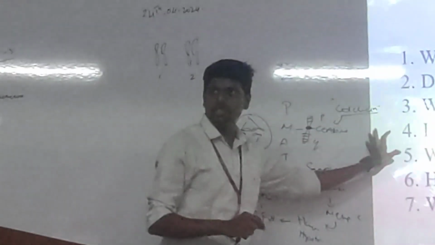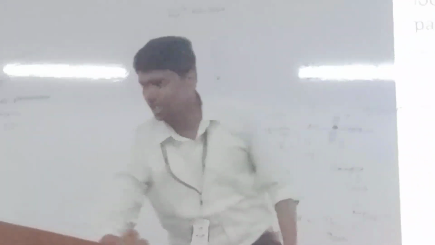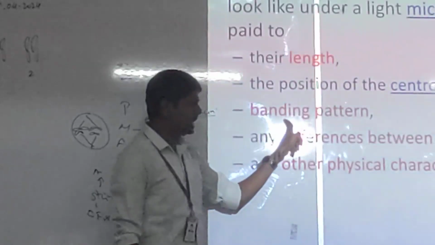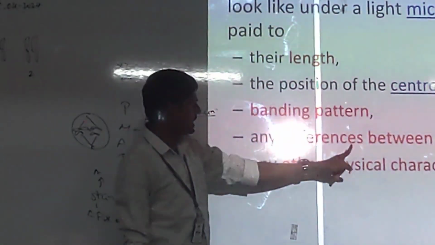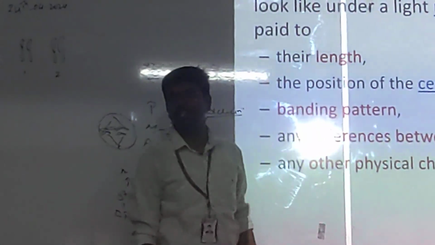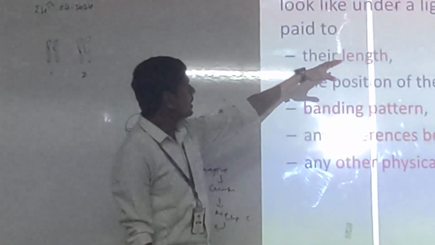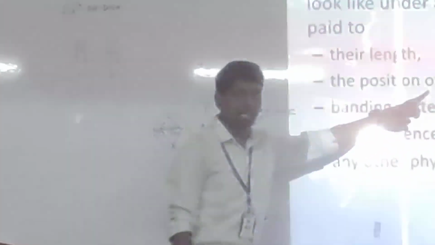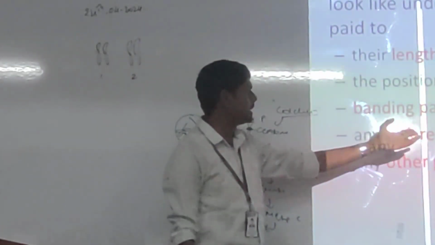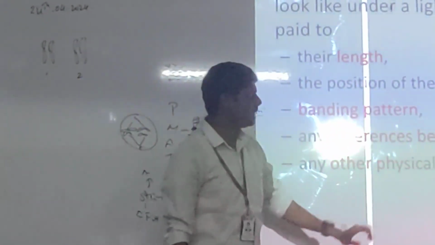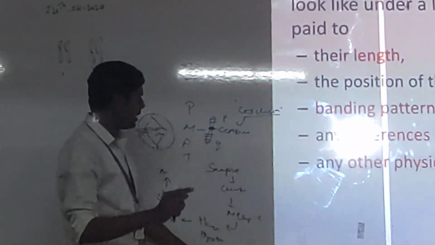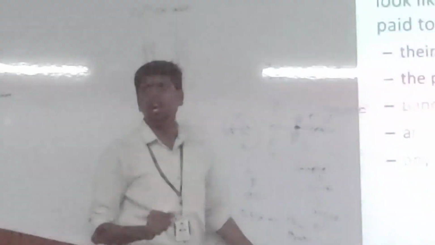So what things are we analyzing after karyotyping? We are counting the chromosomes, and also checking the length, centromere positions, banding pattern, presence or difference between sex chromosomes, and the physical characteristics of the chromosomes. We are checking the chromosomal length, its centromere positioning, banding pattern after staining, and sex chromosomes and other characteristics.